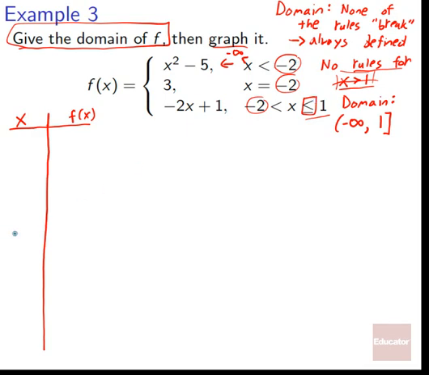So negative 2 seems like a good place to make our middle. And if we are above negative 2, we will use which rule? We'll use the x squared minus 5 rule. Sorry, by above I meant to say more negative than negative 2. And if we are below on this table, which is to say more positive, closer to 0, we are going to use negative 2x plus 1. So negative 2 will have negative 3 and negative 4, negative 1, 0, 1.